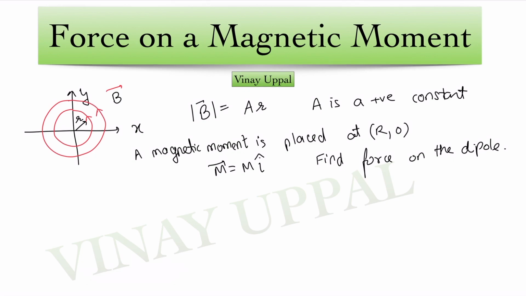So I have magnetic field lines which are circular in direction, and their magnitude is proportional to the distance: B = AR. A is a positive constant, and the distance is measured from the origin. The question is saying that the magnetic moment is placed at (r, 0), so it's placed on the x-axis, and the magnetic moment is given by m i cap. Find the force on the magnetic dipole. I'm going to do it using two methods, and once again I want you to figure out which method is correct and why. So let's take a look.